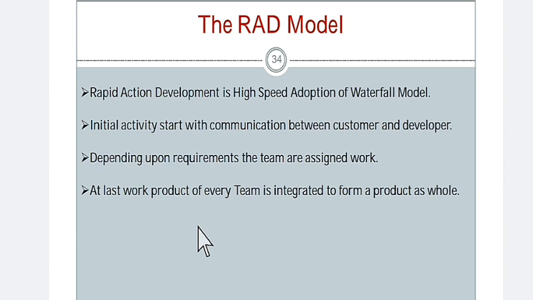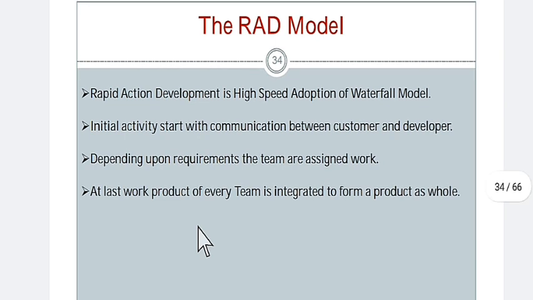The next model is the Rapid Application Development model, in short referred to as the RAD model. Let us see some important points about this model. The RAD model is a high-speed adaptation of the waterfall model. Here also the basic principle is the waterfall model, but the RAD model has the highest speed of process, so we can design software quickly using this model.